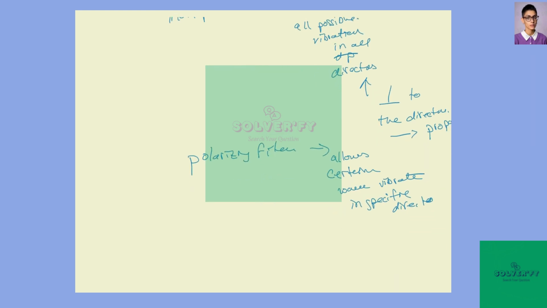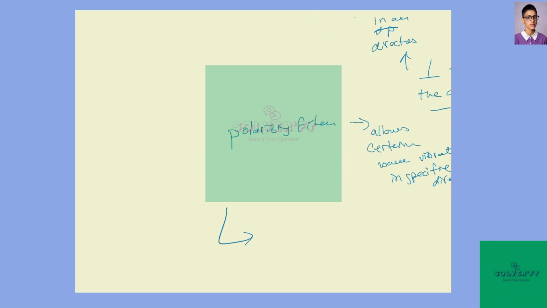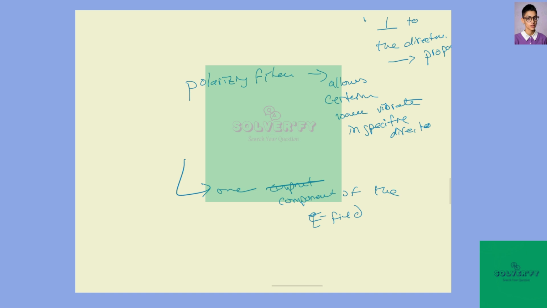So in order to transmit a non-polarized light, you'll only get one component of the electric field that is aligned with the filter's transmission axis.